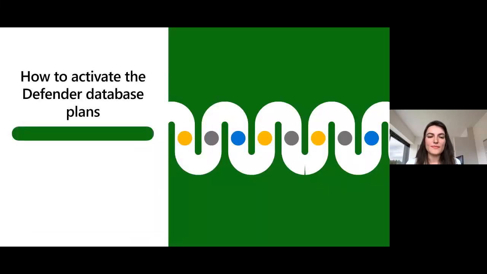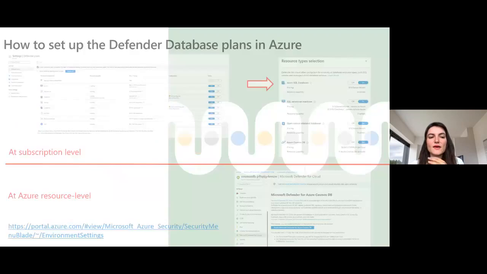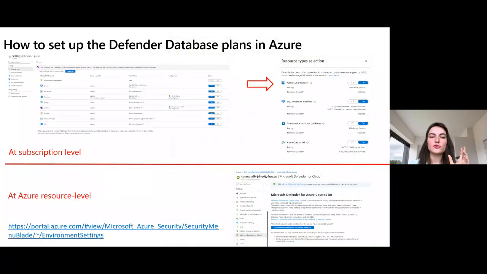Okay, so now that we've talked about what databases you can protect in Defender for Cloud, let's talk about how you can actually activate these Defender database plans. I'm going to talk about them first, and then Tomer will show you the demo. First up, I'm going to talk about how you can set up the database plans in Azure. At subscription level, and this is actually the recommended way. There are a few ways, but the recommended way is to enable all of the database Defender plans at subscription level. You can do this using the UI in the Azure portal by going to Defender for Cloud and then going into the environment settings.